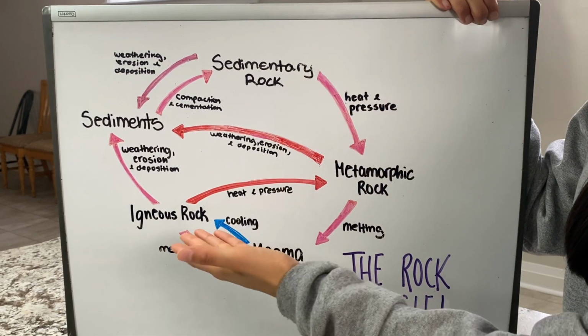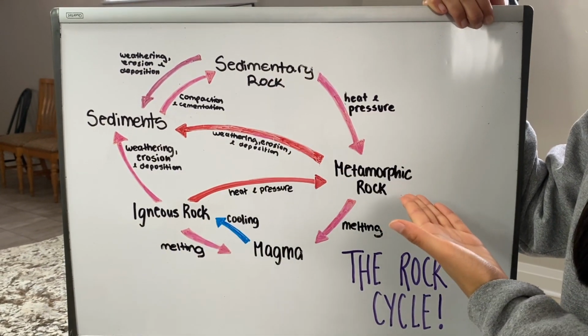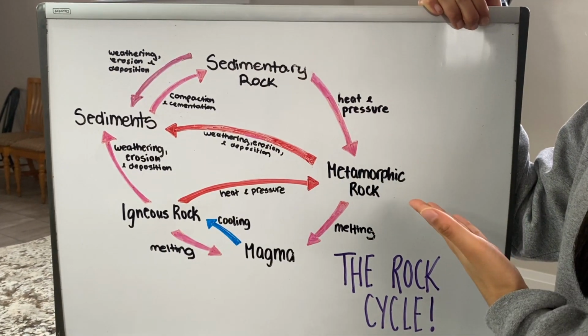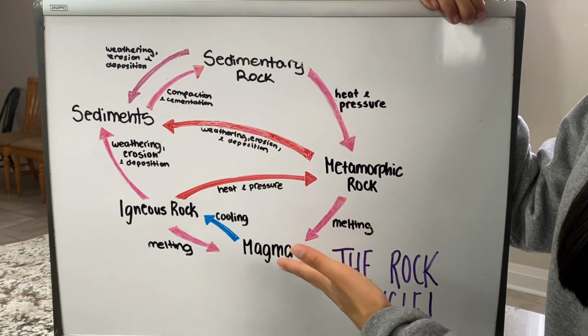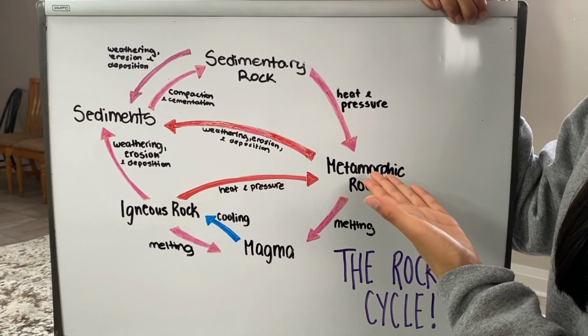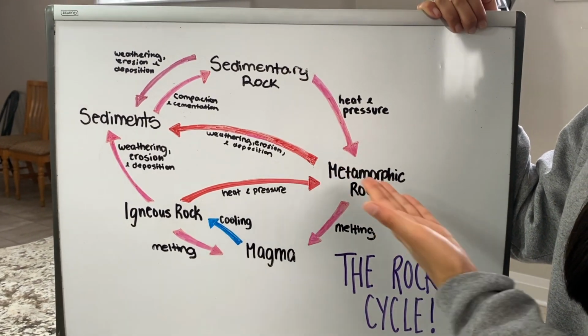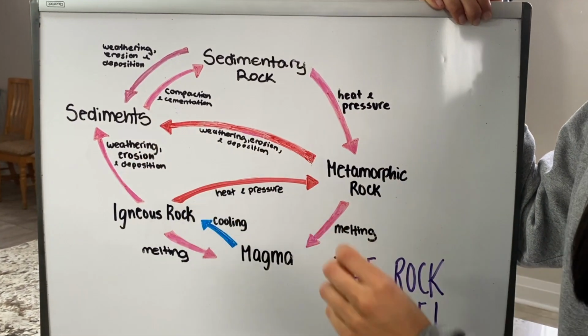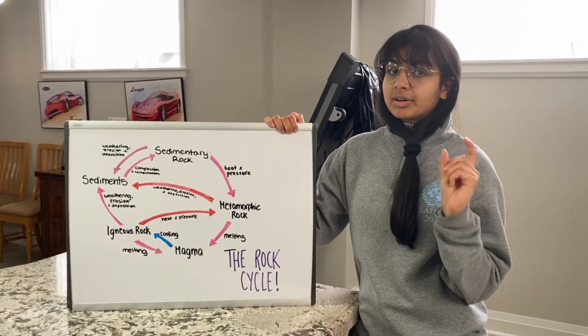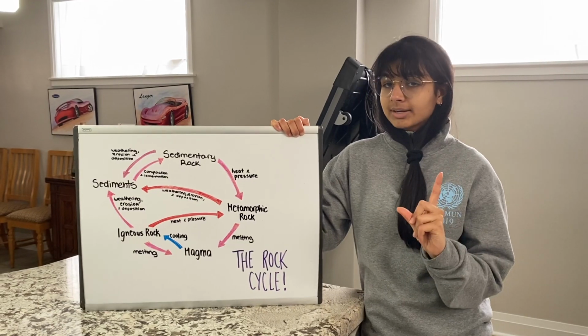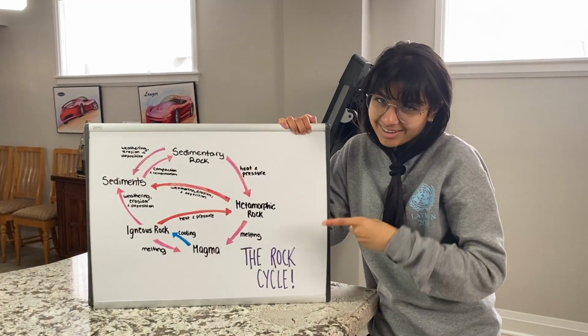Now, both igneous rock and sedimentary rock turn into metamorphic rock after intense heat and pressure. Once the metamorphic rock melts again, it will turn into magma, and if it experiences weathering, erosion, and deposition, it turns into sediments again. Now remember, people, okay? The rock cycle does not have a beginning and end. And why is that? Because it is a cycle.